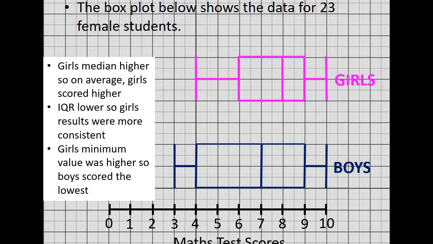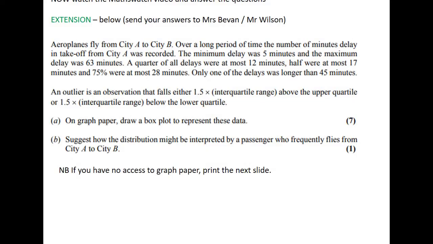Okay, so your next task is simply to complete the questions on MathsWatch. You can watch the MathsWatch video as well, which will go through this again. Complete the questions on MathsWatch, and then there's an extension task, which is a slightly harder question for you to complete. And this looks at how we can use interquartile ranges and quartiles to calculate outliers.